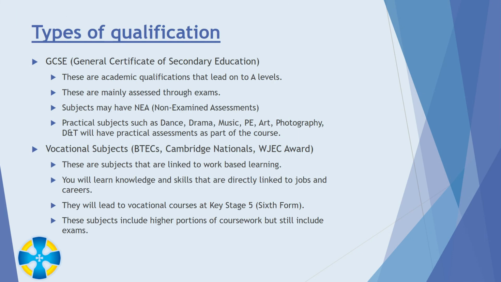So first of all, we're just going to look at the types of qualification. There are 2 types of qualification we have. GCSEs, which are general certificates in secondary education. These are more your academic qualifications that lead directly on to A-levels at Key Stage 5. They're mainly assessed through exam, so there's at least one exam in all of the GCSEs. Subjects may have what we call non-examined assessments, or NEAs, and they are proportionally different depending on the qualification.